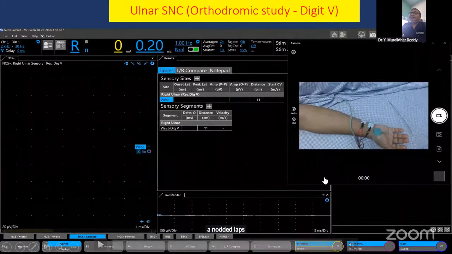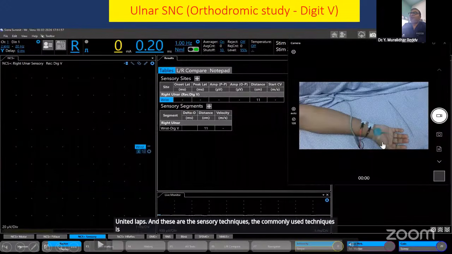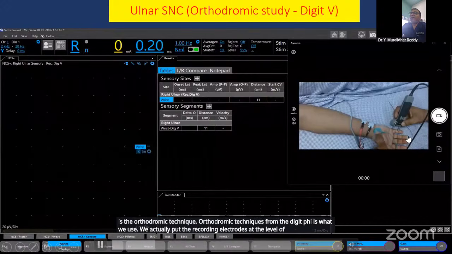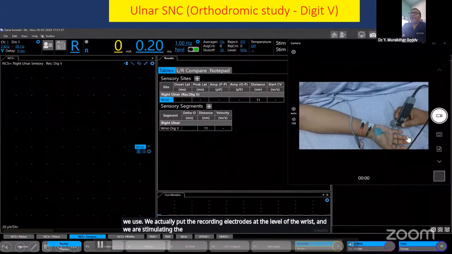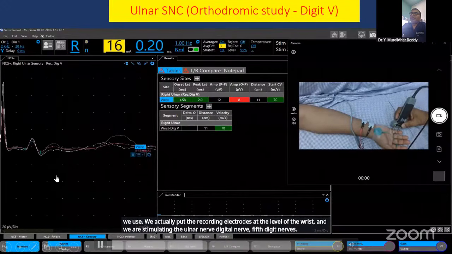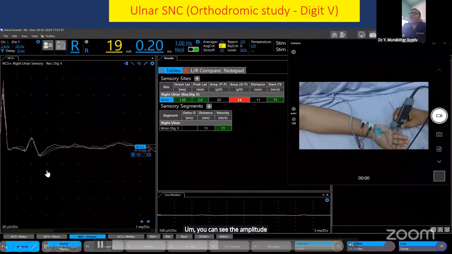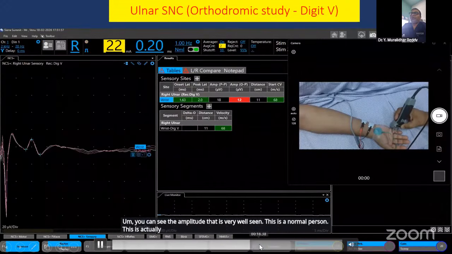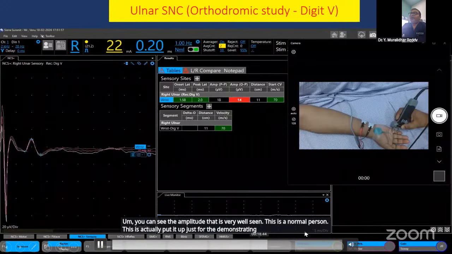And these are the sensory techniques. The commonly used technique is the orthodromic technique from digit 5. We put the recording electrodes at the level of the wrist, and we are stimulating the ulnar digital nerve, fifth digit nerves. You can see the amplitude that is very well seen. This is a normal person, put up just to demonstrate the nerve technique, how we record.